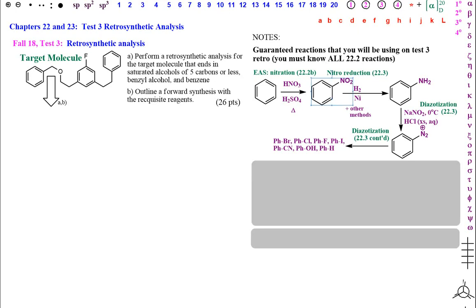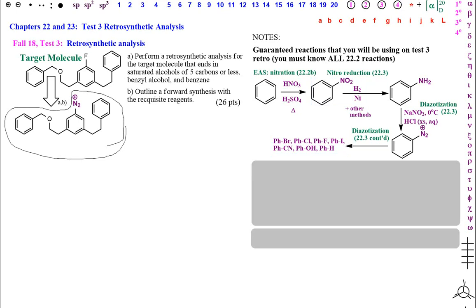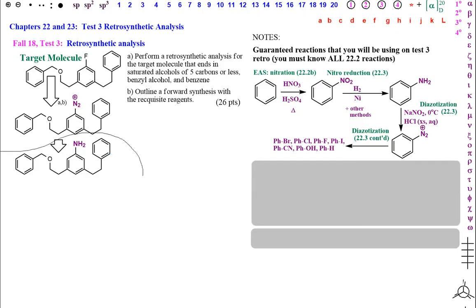I'm going to go to the nitro. I'm going to put another group on the benzene and go from there. So my last step in the forward synthesis, first step in the retro, will be conversion of the diazonium ion to the fluoride. Diazonium ion comes from an amino group on the benzene, which comes from a nitro group on the benzene. That is a meta-director.